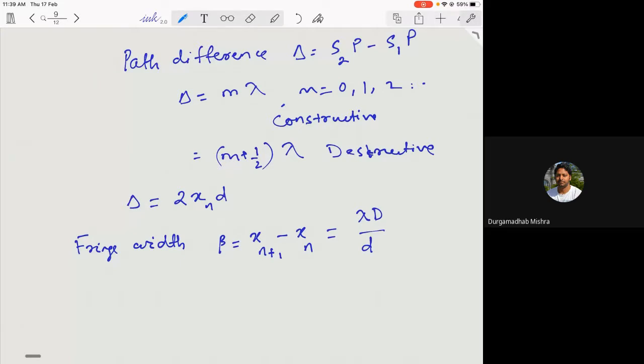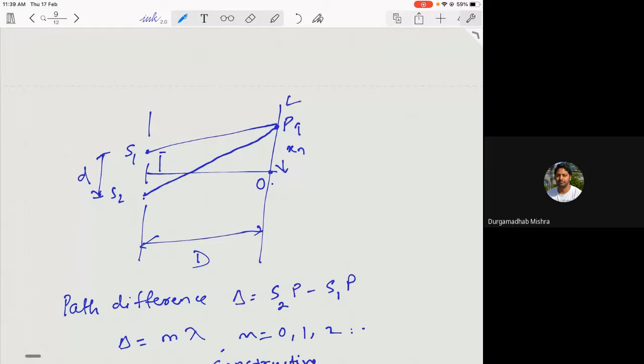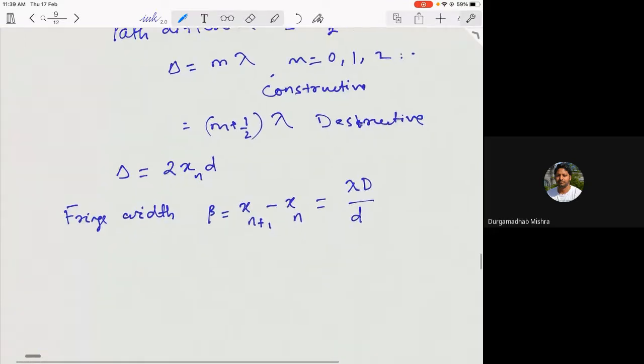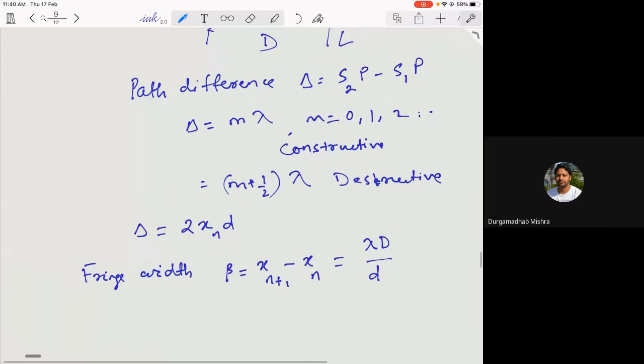And what is the shape of the pattern on the screen? Normally you observe what you would call straight line fringes, but they are not straight lines. They are actually hyperbolas when you look at them carefully. This too you can find out with a bit of mathematics.